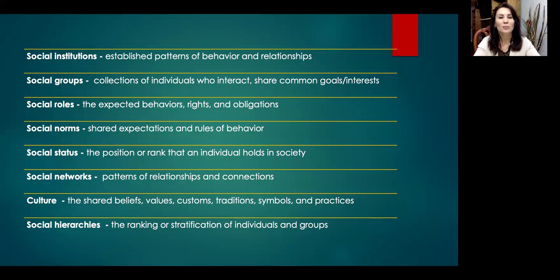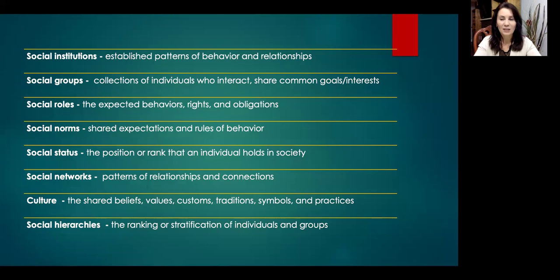Social statuses: the position or rank that an individual holds in society. It can be a politician, or let's say a lawyer in the courthouse. They are social statuses. Social networks: patterns of relationships and connections that we have in society, which is actually our social capital. Like the people we know: we have families, friends, neighbors, and people we work with. They are our social networks.